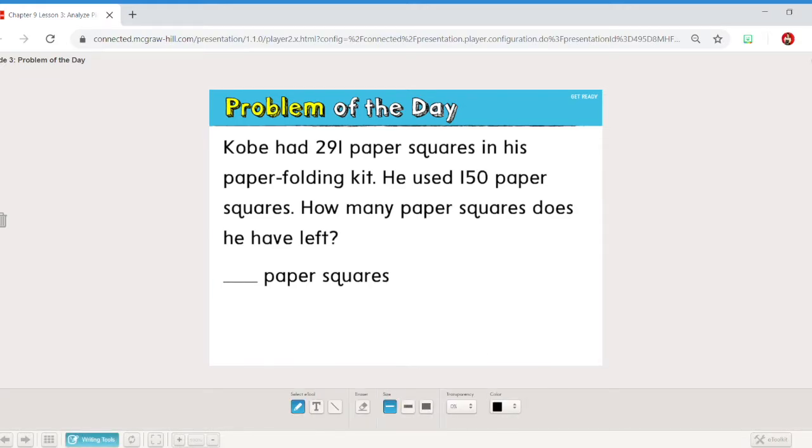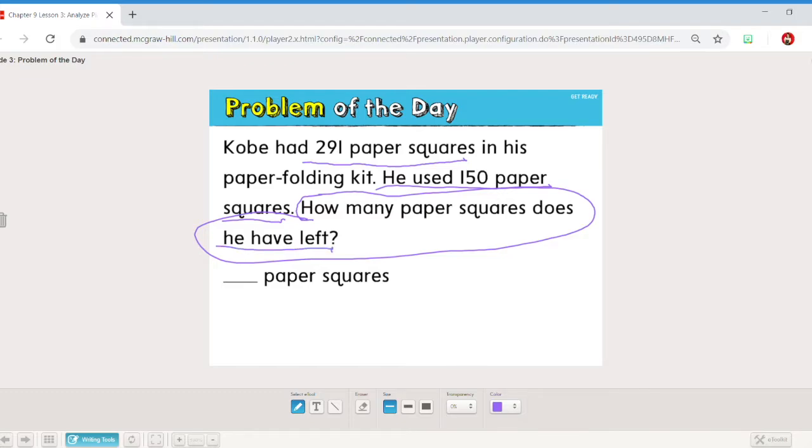So let's get started. Kobe has 291 paper squares in his paper folding kit. I'm only underlining, I think, the important information, which is he has 291 paper squares. It's cool he has a kit, but we don't really need that. He used 150 paper squares. And we're going to circle our question. How many paper squares does he have left? Well, first, let's figure out what they want us to do. How many paper squares does he have left?